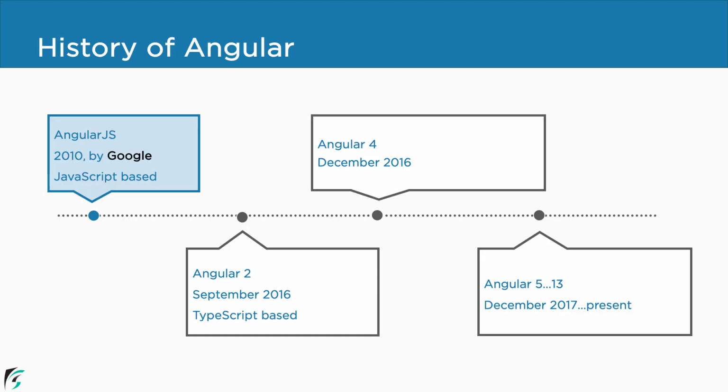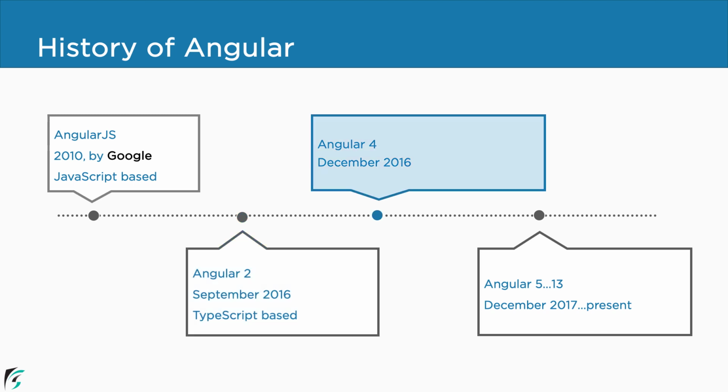History of Angular. Back in 2010, the first version of Angular, or AngularJS, was developed by Google. It was built on JavaScript. In September 2016, Google came up with a more modern and performant version of AngularJS, Angular 2. It was written in TypeScript and was completely a different framework as compared to AngularJS.